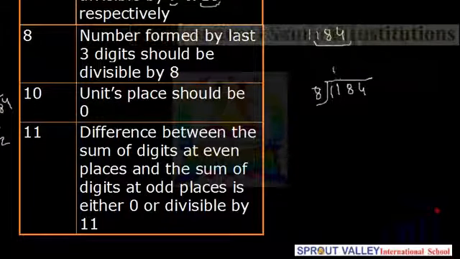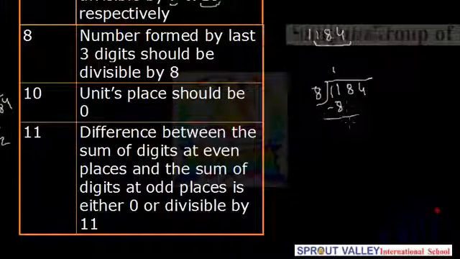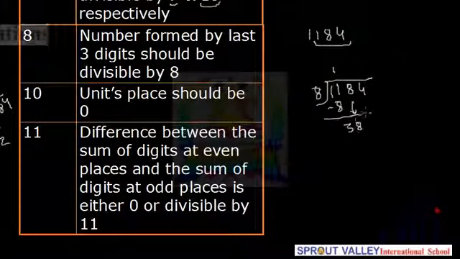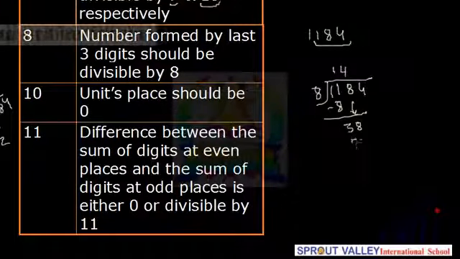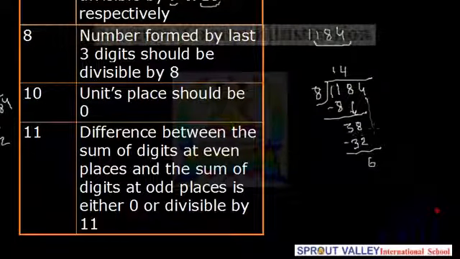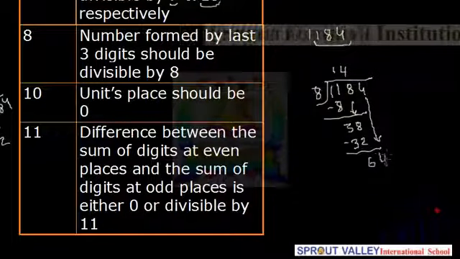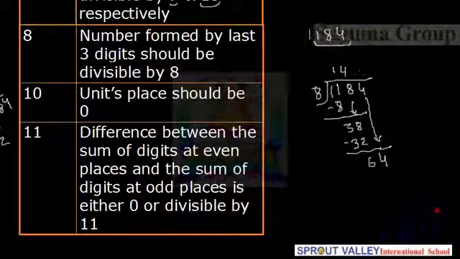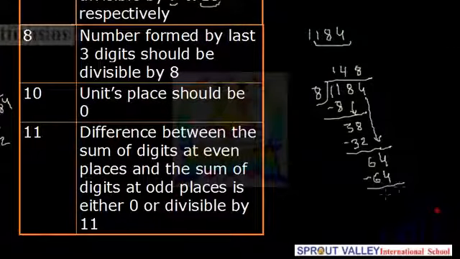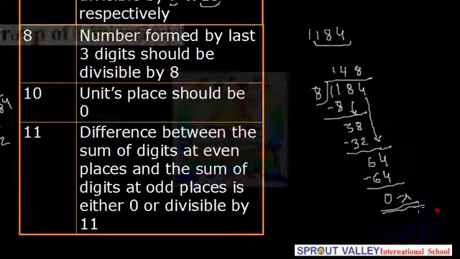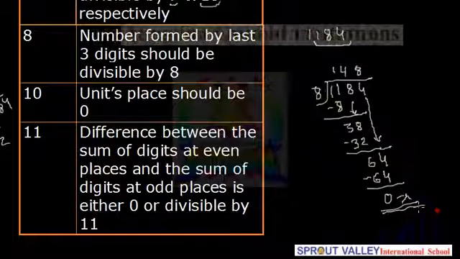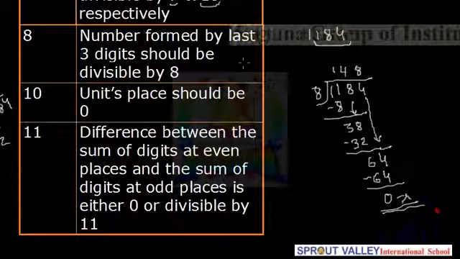So 8 ones are 8. 11 minus 8 is 3. 8 becomes 38. 8 fours are 32. 8 minus 2 is 6. 3 minus 3 is 0. And if I note this 4 down, this becomes 64. And 8 eights are 64. 0. Again, we have got remainder as 0, right? So this means that this divisibility rule holds good.